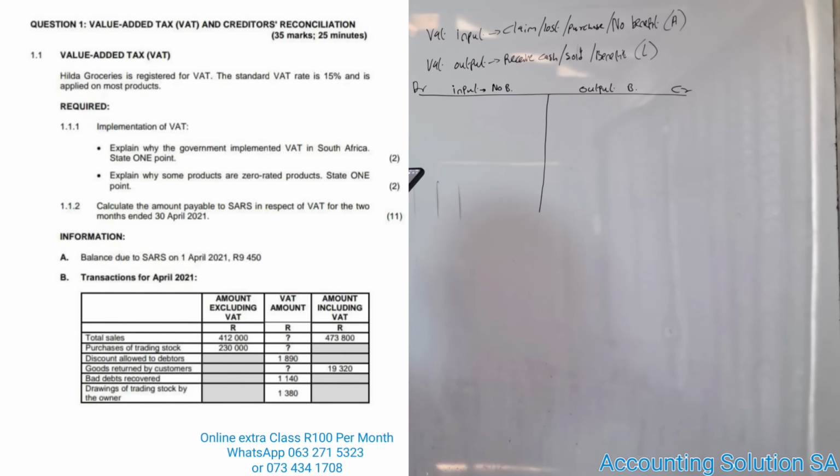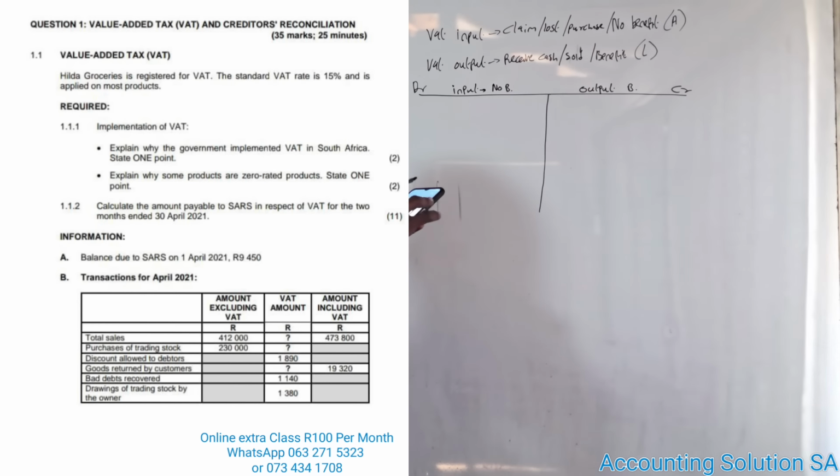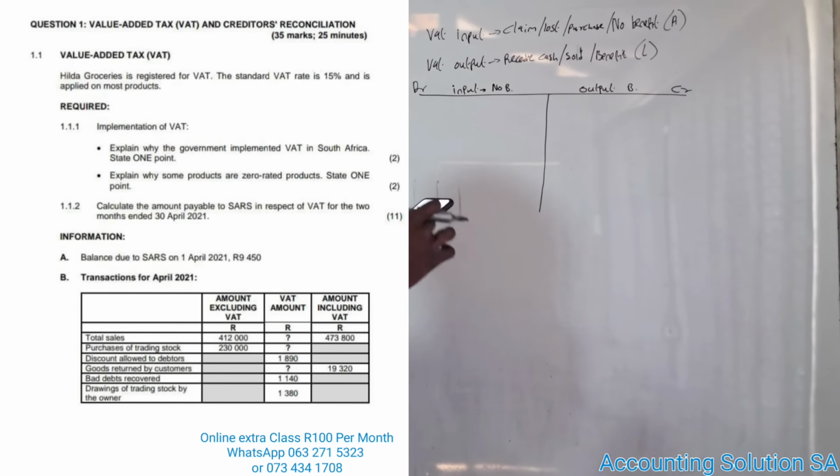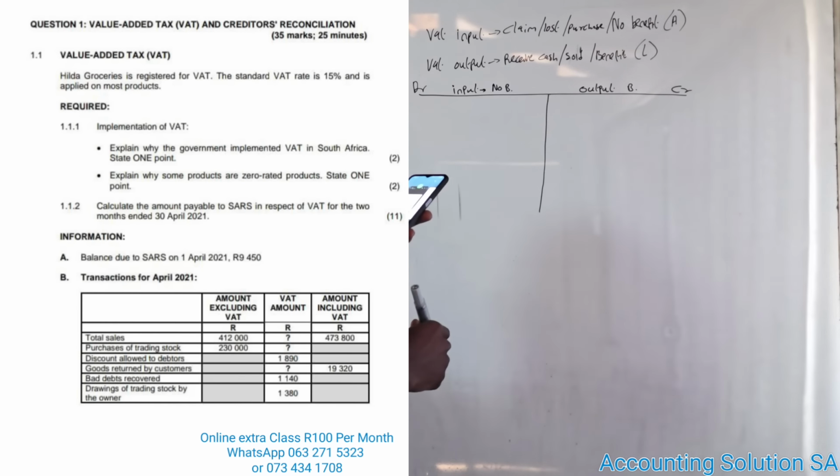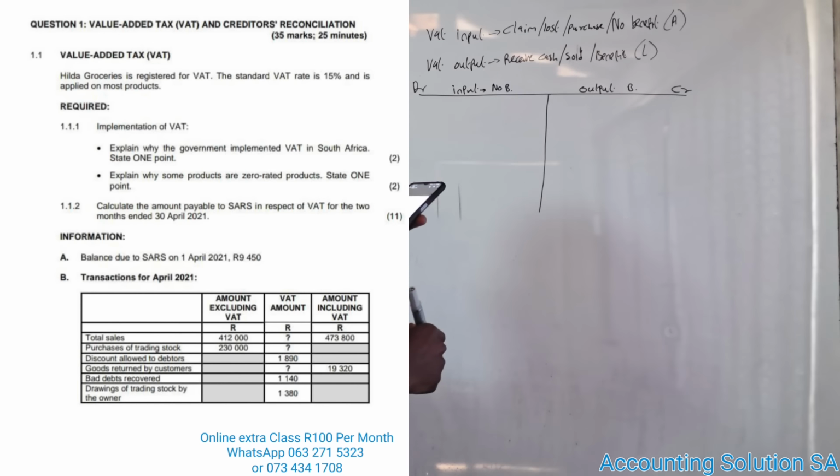Here I have to be calculating. I know it's going to take a bit of time when I'm verifying this calculation, but it's worth it sometimes. 412,000 multiplied by 15%. This amount is going to give us 61,800.